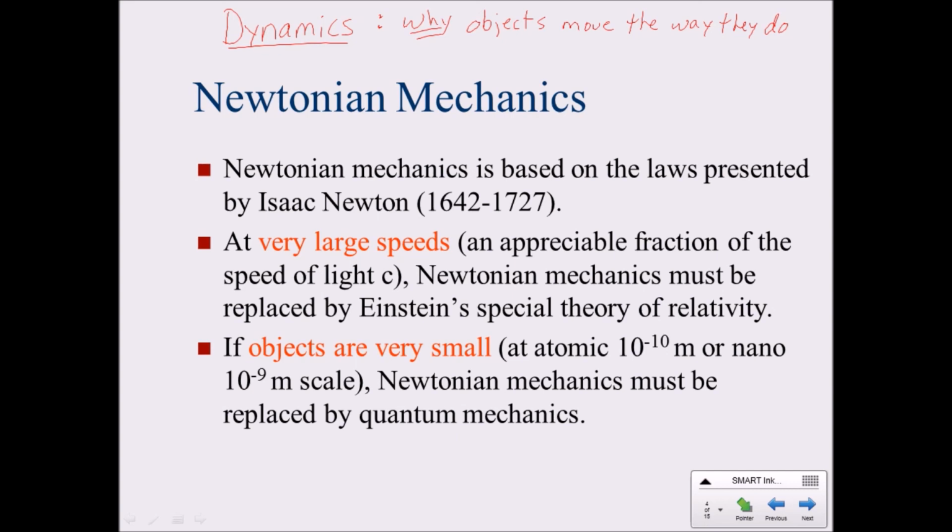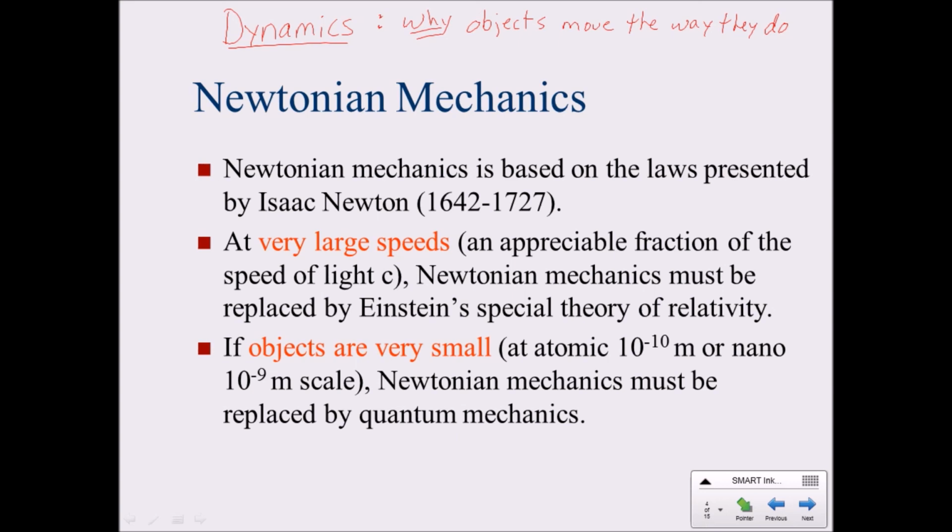So dynamics is the study of why objects move the way they do. If it accelerates, why does it accelerate? If it moves at a constant velocity, why does that happen? What's not happening that causes it to keep moving at a constant velocity? So Newtonian mechanics is based on the laws presented by Isaac Newton. Newtonian mechanics are extremely useful, but they're not perfect.